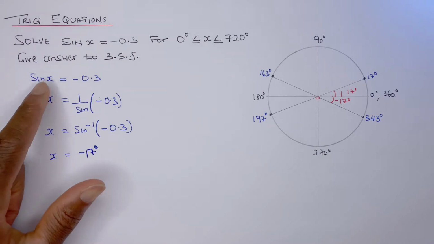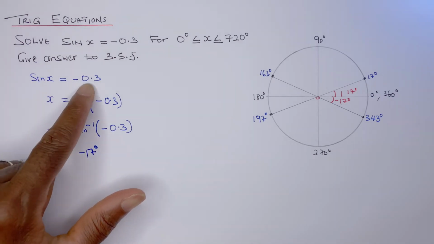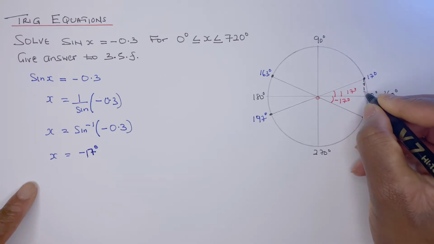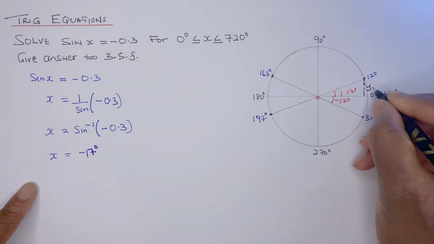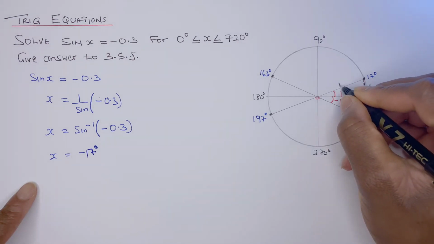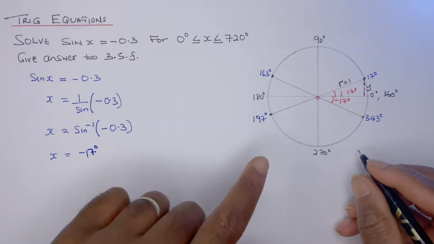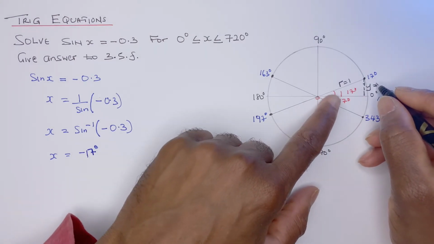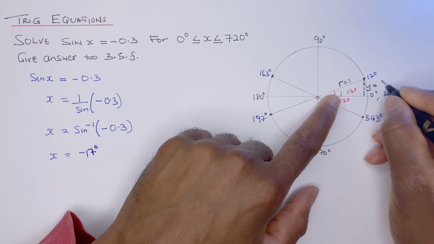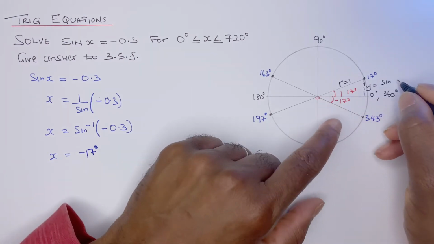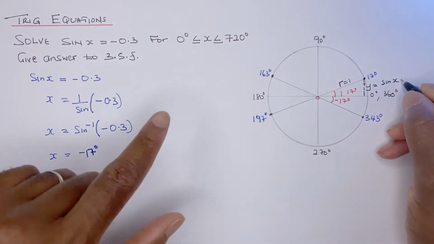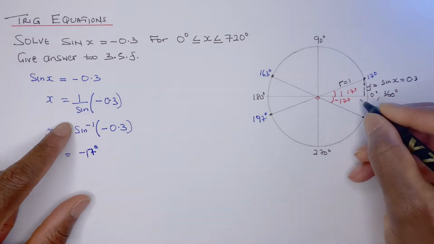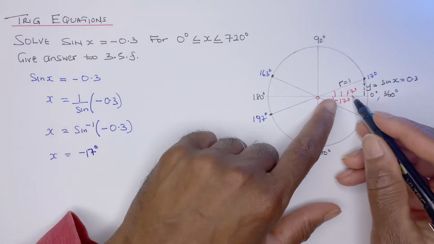Now, let's answer this question. We want sine of an angle that gives us minus 0.3. Well, if I extend my line there, I get my y value. This is a unit circle, so that means r equals 1. Sine of 17 degrees, the y value, is always equal to sine x. In this case, that will be 0.3 because that angle represents the angle of 17 degrees.